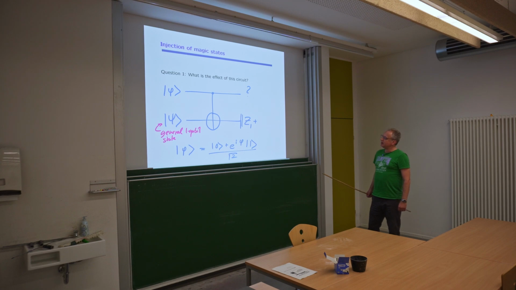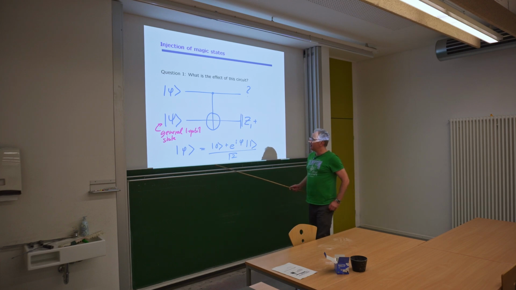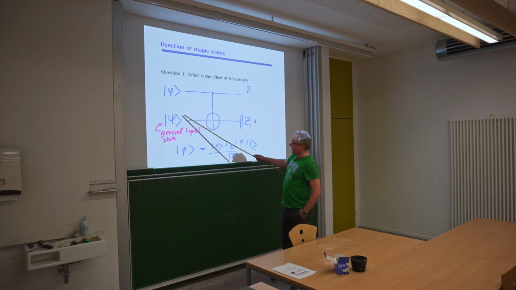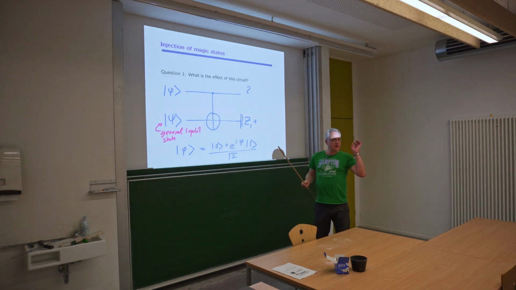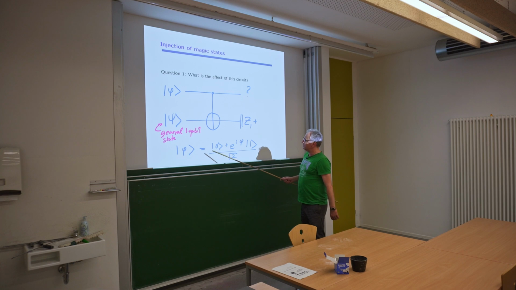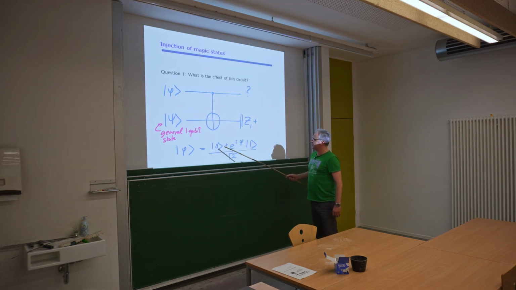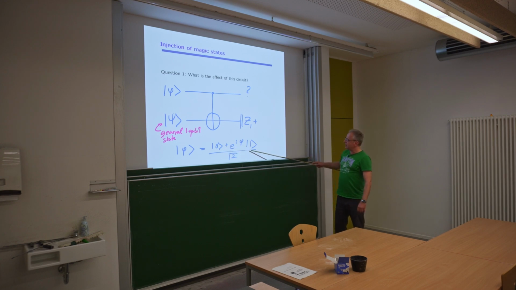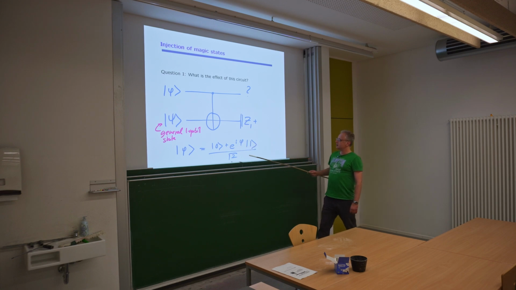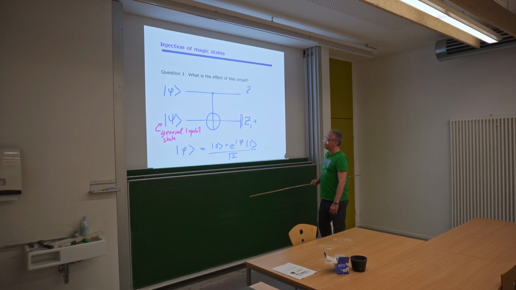So the question is, what is the effect of this circuit? Let's see what's going on here. We have two incoming states, and one is a fixed state. This is the magic state that we are putting into the system, and it is defined like this. It's an equally weighted superposition of 0 and 1, and then it has a relative phase, and the value of the phase matters, and that's what's characterizing the state. You know what that phase is, and you put that in. And psi is an unknown quantum state.